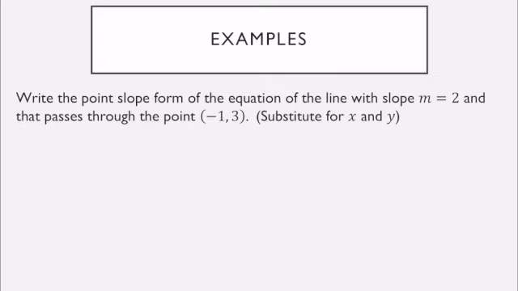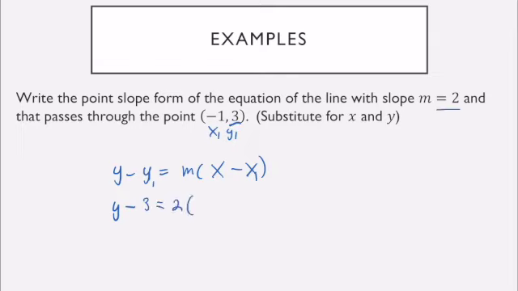So let's write the point slope form of the equation of a line with slope m equals 2 that passes through the point when x is -1, y is 3. The point slope form equation is y minus y1 equals m times x minus x1. Okay, so I'm going to go ahead and substitute in. I have y minus y1, which is 3, equals my slope 2 times x minus x1, which is -1.